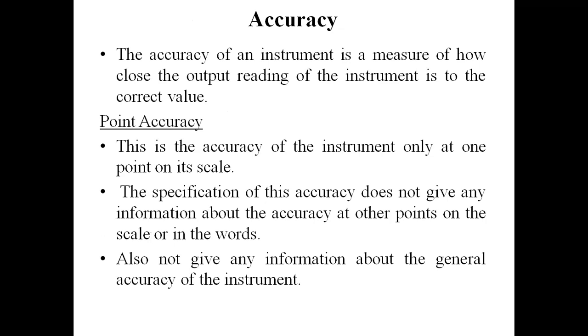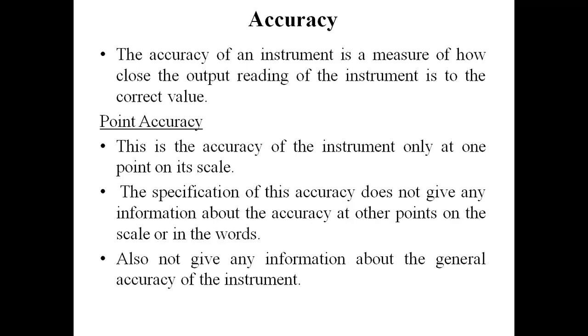So let me see what about accuracy. Accuracy of an instrument is a measure of how close the output reading of the instrument is to the correct value. Now the point accuracy. This is the accuracy of the instrument only at one point on its scale, and the specification of the accuracy does not give any information about the accuracy at other points on the scale, or about the general accuracy either. That is the point accuracy.